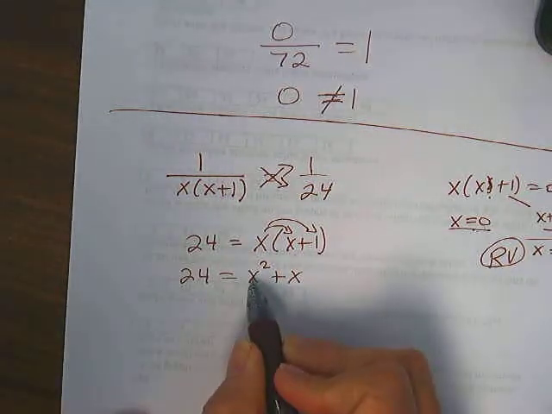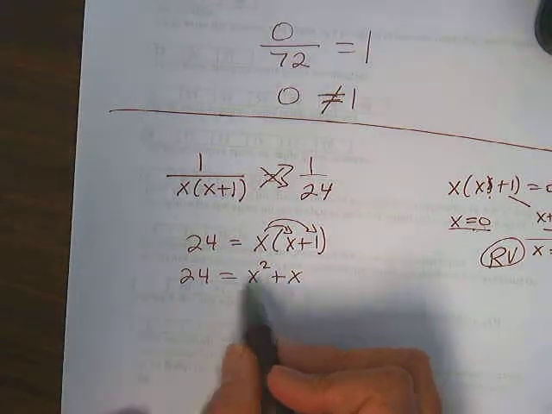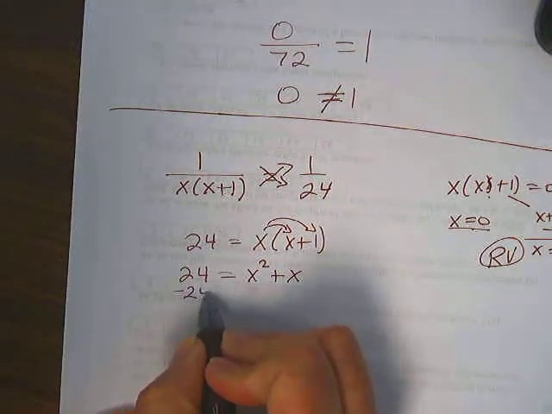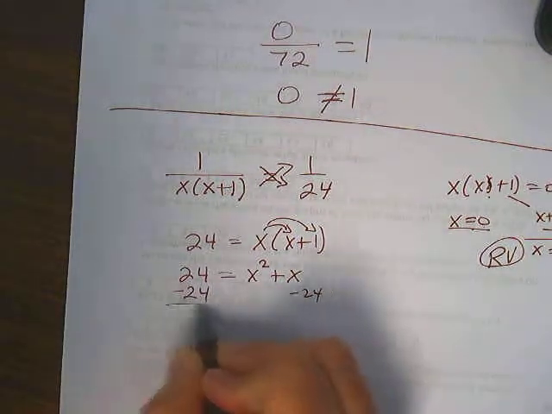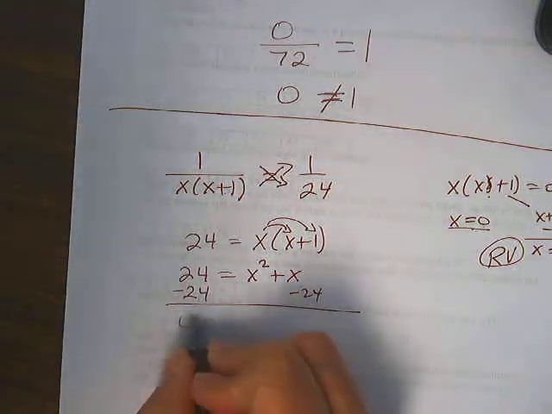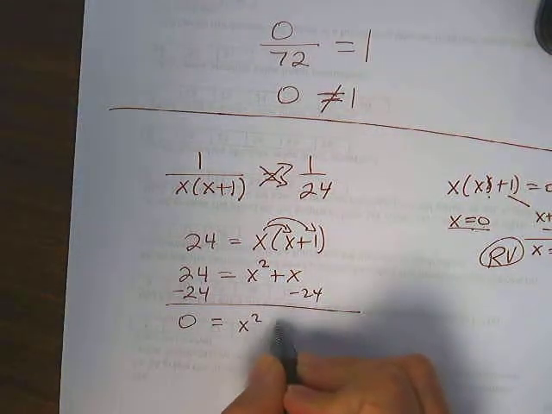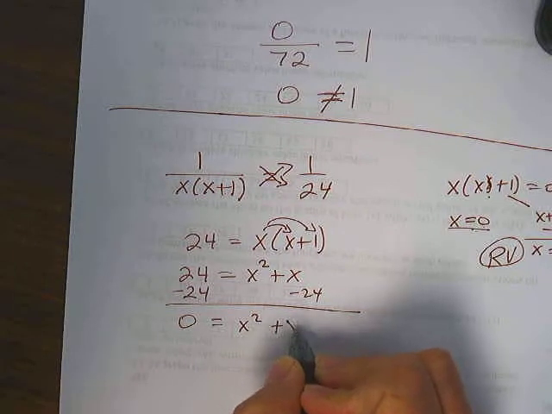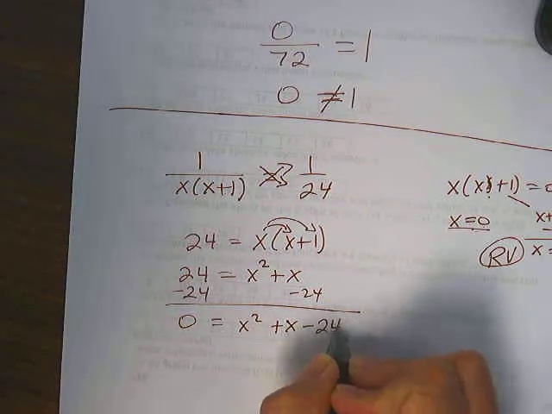And again, I see I've got a squared term, so I'm going to have a quadratic. So I need everything on the same side of the equation. So I subtract 24 to bring it over. So 0 is equal to x squared plus x minus 24.